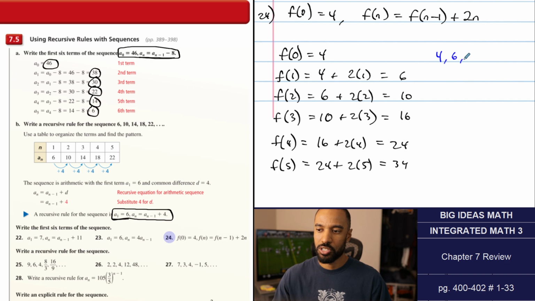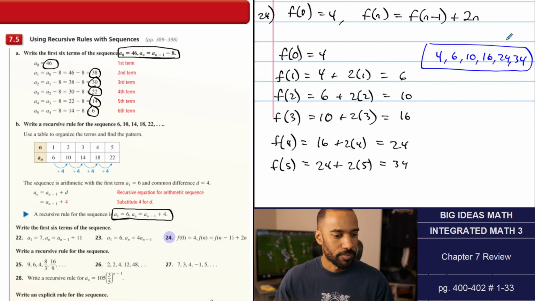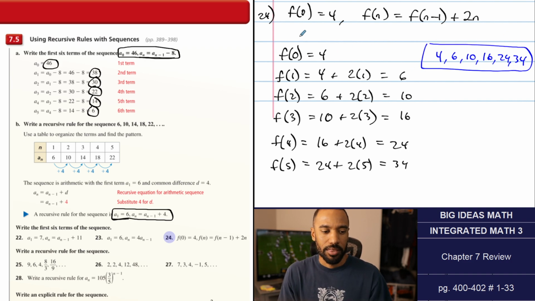So 4, 6, 10. We don't have to graph these, right? I don't think so. No. Okay, that was the first 3.